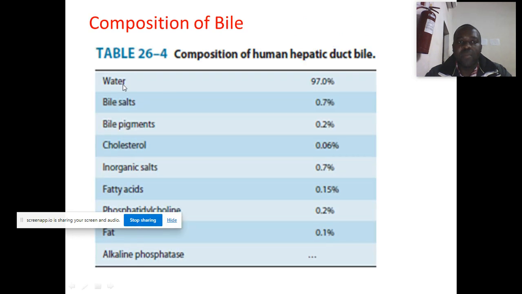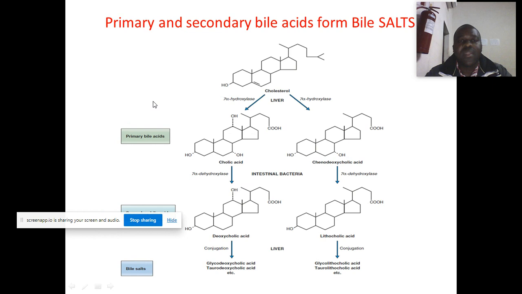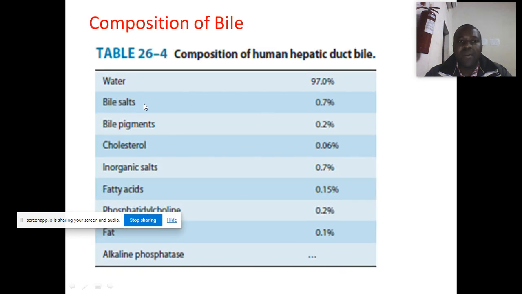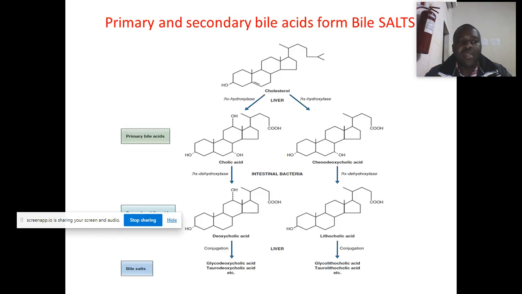Composition of bile. Bile is mainly water, the bile salts. What should come to your mind when you hear of bile salts? Bile salts are bile acids reacting with, let me go back, bile acids reacting with amino acids. They form salts. Bile pigment is usually bilirubin and biliverdin. Cholesterol is cholesterol. Inorganic salts, fatty acids, and all those things. These I won't waste much time on.